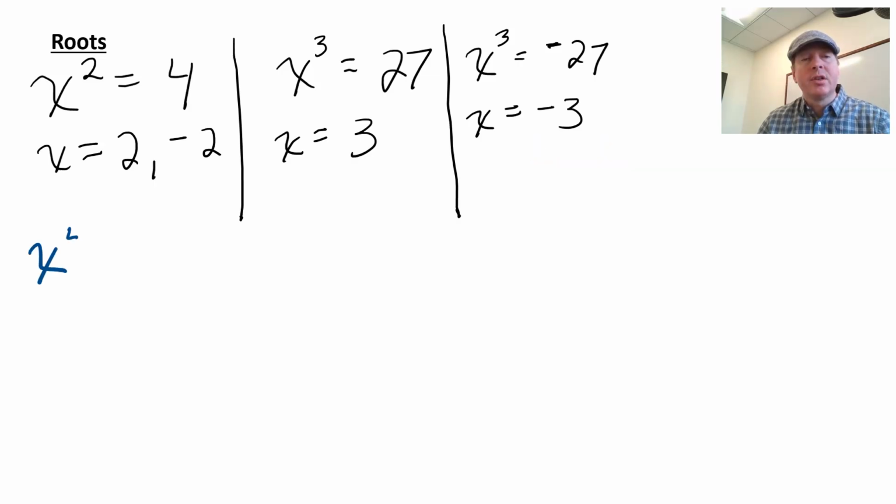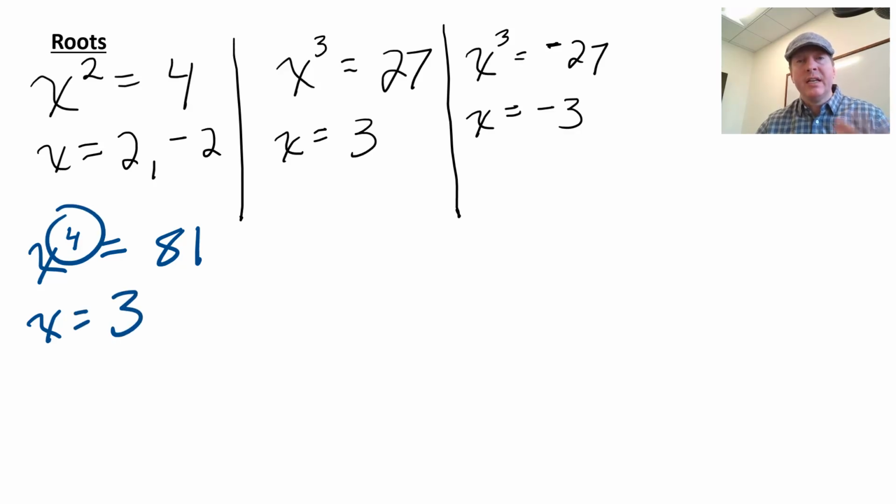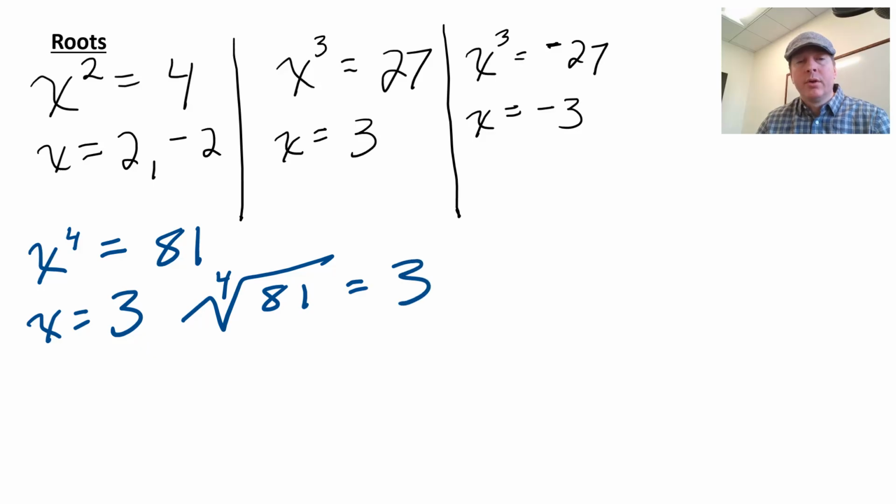Suppose I wrote x to the power of 4, x to the fourth equals 81. Well, in that case, x itself is equal to 3. Since the exponent is an even number, there's only one root and it's a positive root, positive 3. How would I express this with a symbol? I would write a 4 in this little divot here. The fourth root of 81 is equal to 3.